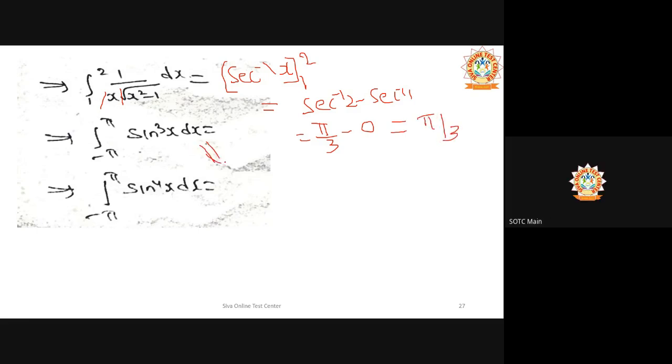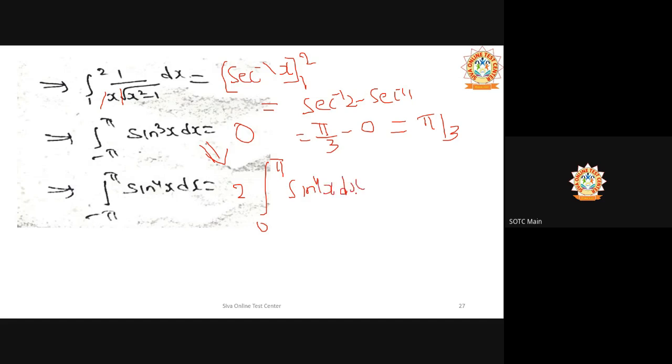Now try to solve this question. Integration of minus pi to plus pi sine cube x. Is it an even function or odd function? It is 0. Very good. Right? Next, integration of minus pi to pi sine power 4x dx. Here it is an even function. It will become 2 into integration of 0 to pi sine power 4x dx.